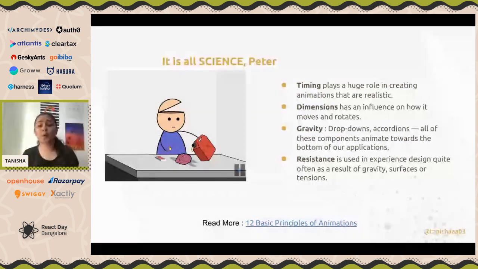The second one being dimensions. Sizing plays a huge role when it comes to animations. A larger object obviously takes larger time to animate as compared to a smaller object. And that's why the timing duration for a card animating is not the same as a button animating.